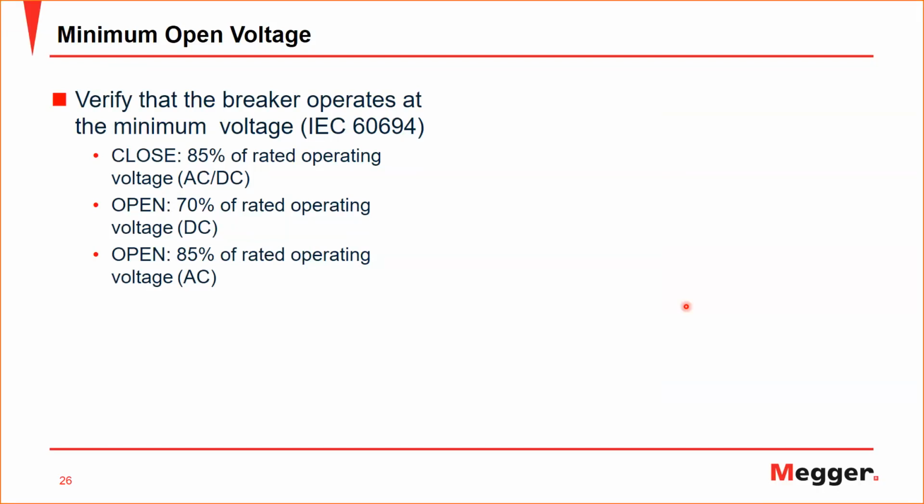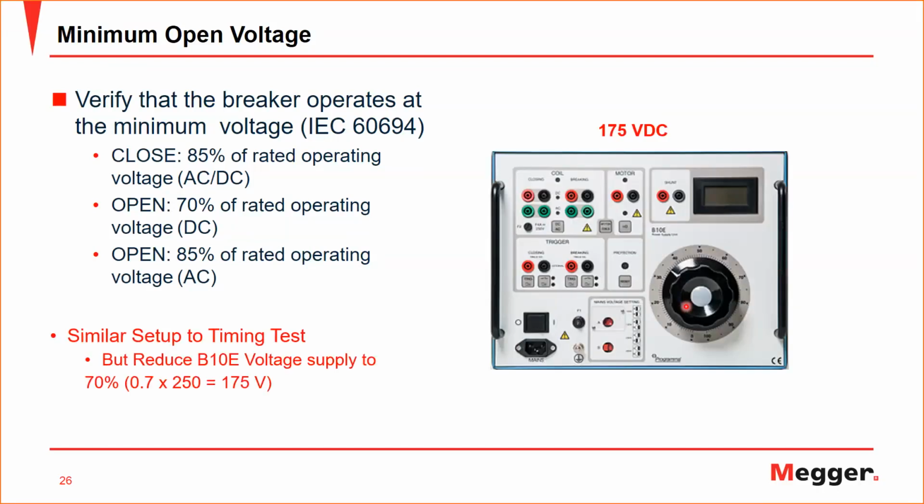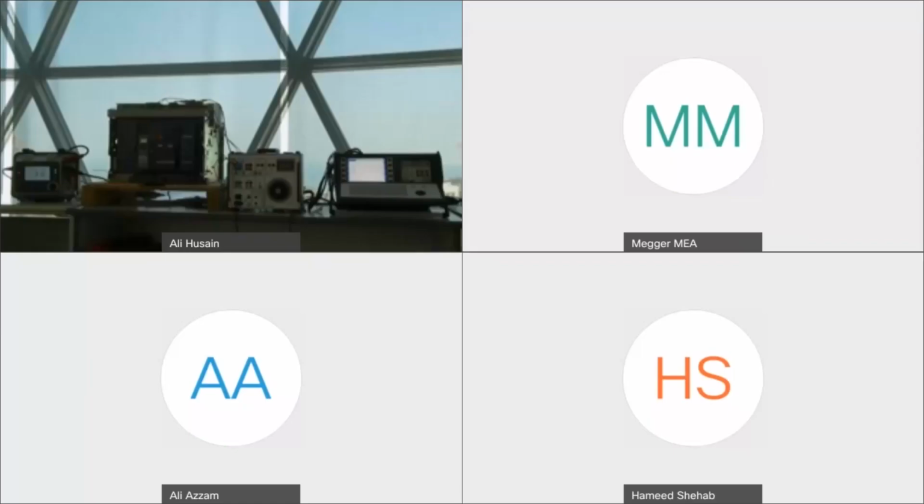And this is what we are going to do right now. Hence why the requirement of this B10E, basically I will use the same setup that we did now for the timing test, but instead of injecting the full 250 volt, I will be injecting 70% to do this open operation. I'll inject only 175 volt from my B10E and measure what the trip time is. So I will open my camera again and we will continue this test live. Just stop the share.